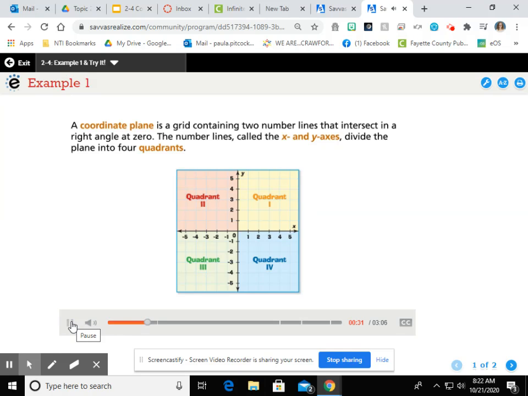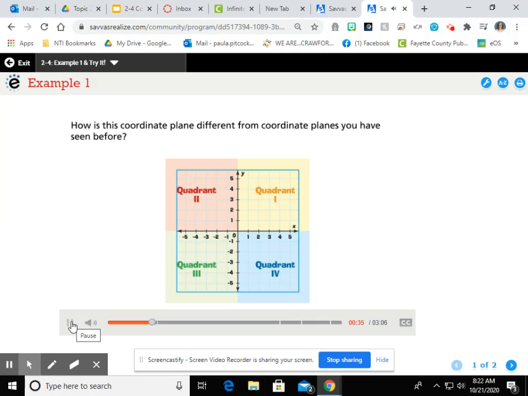What you know about grids to the coordinate plane. How is this coordinate plane different from coordinate planes you have seen before?